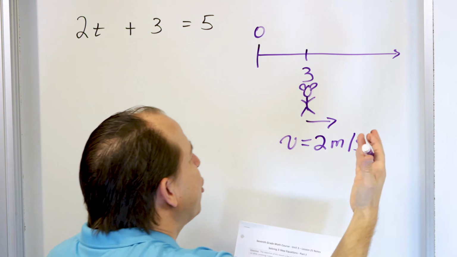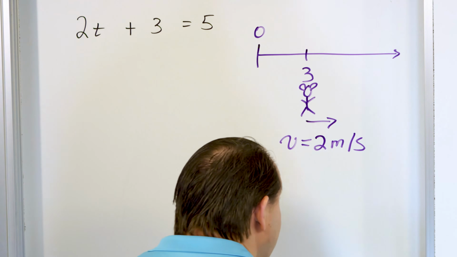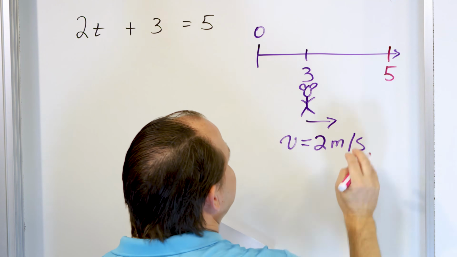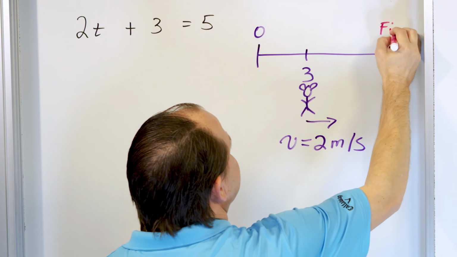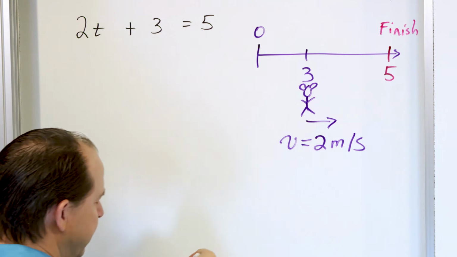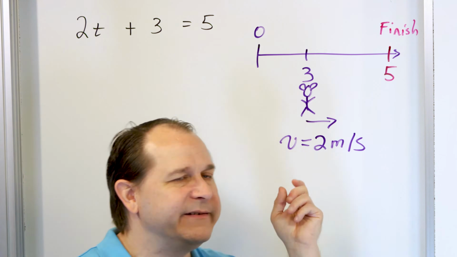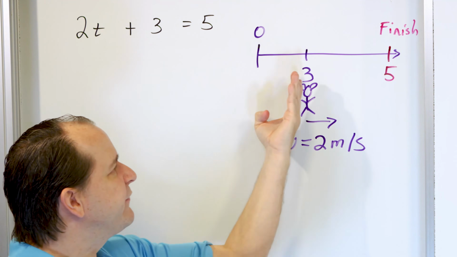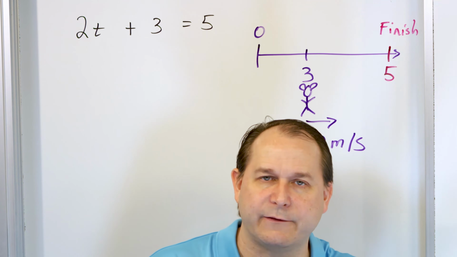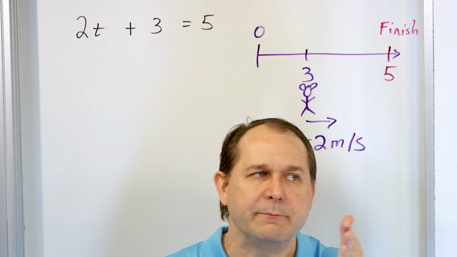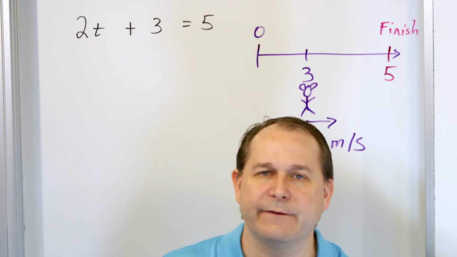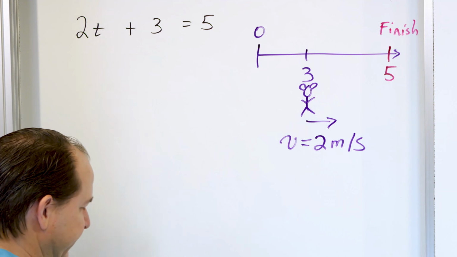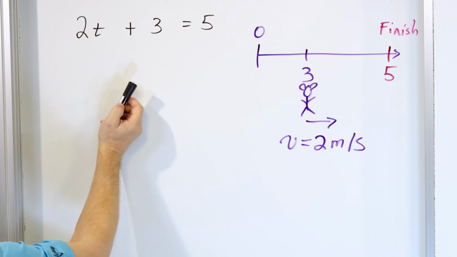And he runs for so many seconds. I don't know how many seconds. It's t seconds. But he stops way down here at the 5 meter mark. This is the finish line. So my question to you is, how many seconds did he run for? That's the question. So he doesn't start at 0. He starts at 3 meters past the starting line. He runs for some number of seconds, and then he gets to the finish line, which is 5 meters away from the starting line. So this equation is what governs that.